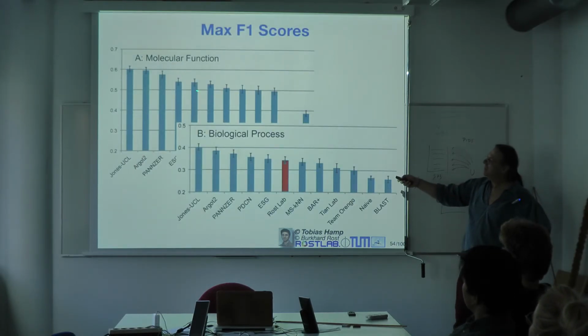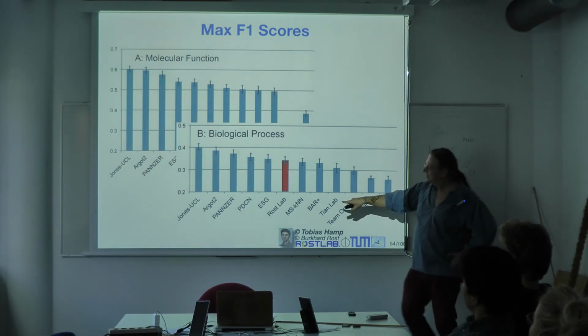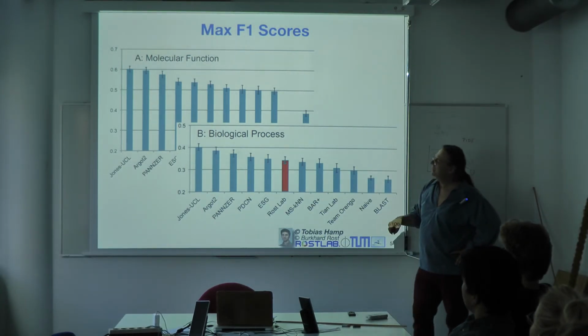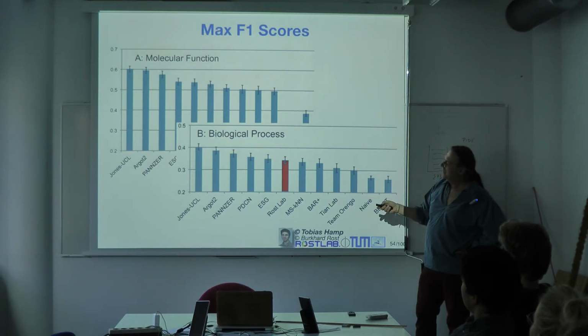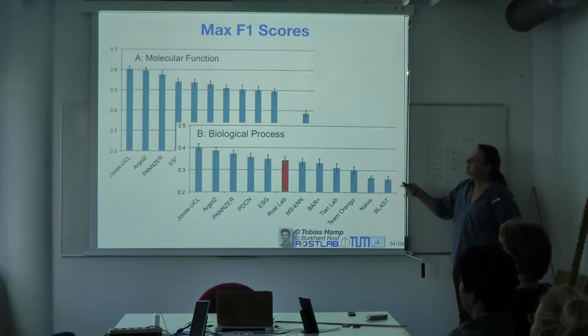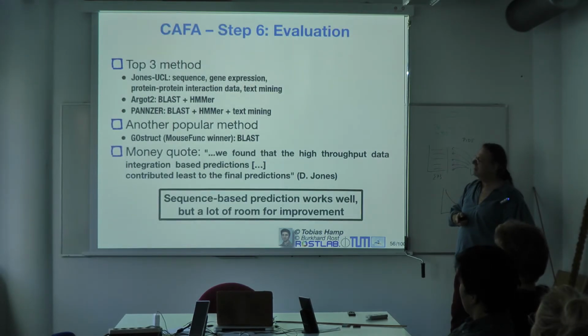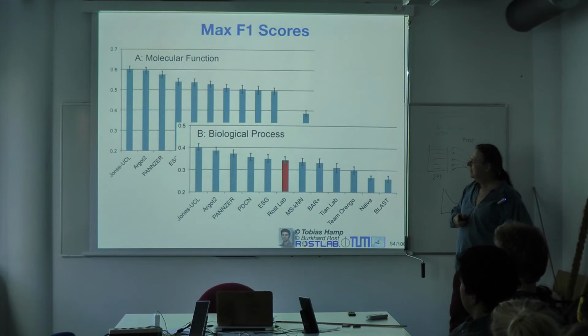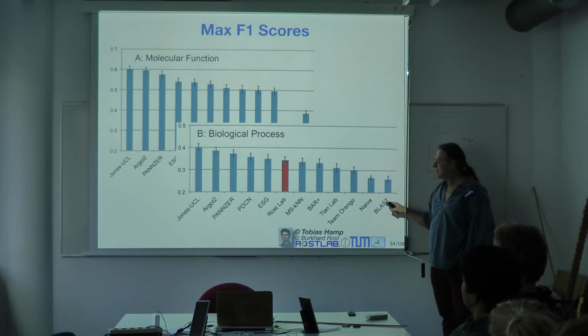When we sort them, molecular function, biological process. So this is just the meta predictor that uses only sequence similarity. It somehow was in the top 10. Here, I believe it's underneath 1, 2, 3. It's also not quite in the top 10 for molecular function, which is strange. We expect it to be higher there than here. And essentially, what we found out in CAFA is that sequence prediction works very well, but there's room for improvement.